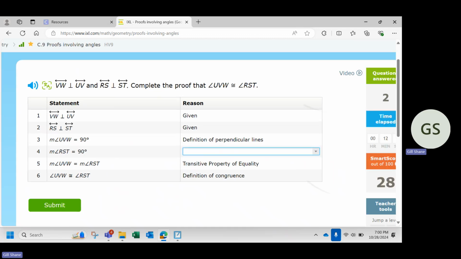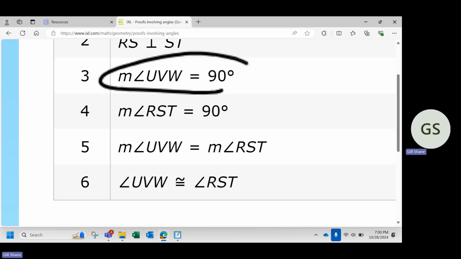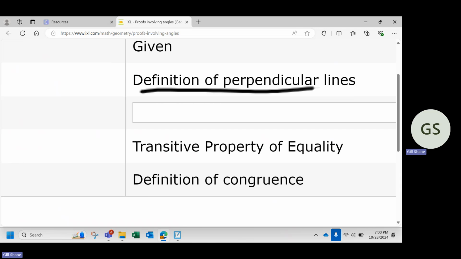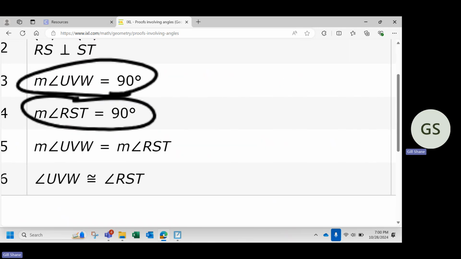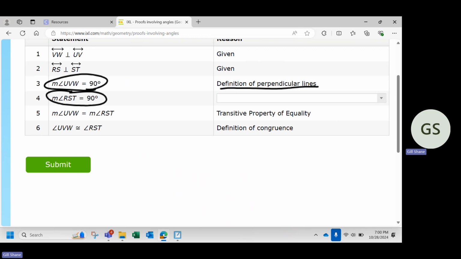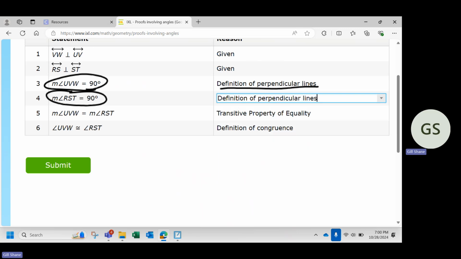One last thing, I'm not going to keep going because we'll do more of this in class. When you see two statements that look pretty much the same, IXL repeats the reasons a lot. So if one of them is definition of perpendicular lines, that's why UVW is 90 degrees, RST is going to be the same thing. I don't think they give you a picture in this one. Yeah, it's going to be the same thing. That's why they're 90. The book doesn't repeat the same exact reason as much, but this IXL lesson does.